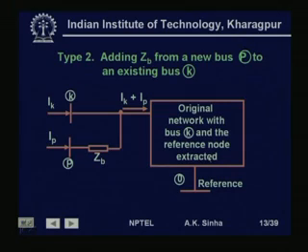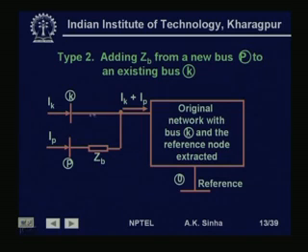Okay, so next we will go to type 2 modification, that is adding a branch with impedance Zb from a new bus P to an existing bus K. So, what we have is the original network in this rectangle. We have taken this bus K and the reference node outside to indicate the system situation. Since we have added a new node P, we are adding this new node P by connecting it through a branch Zb to the node K. This is what is indicated here.